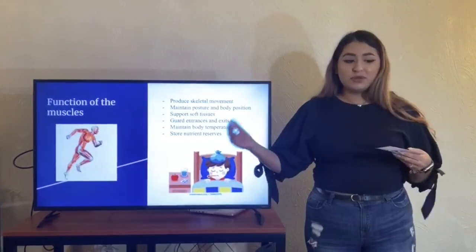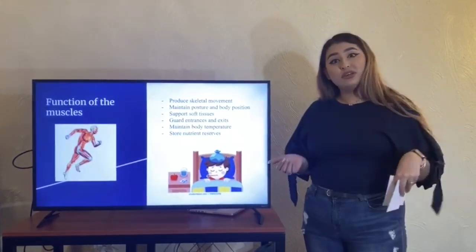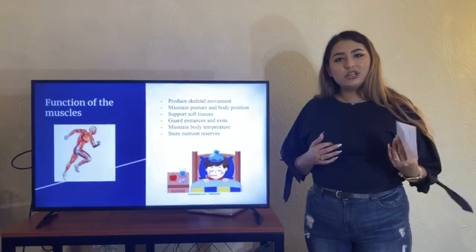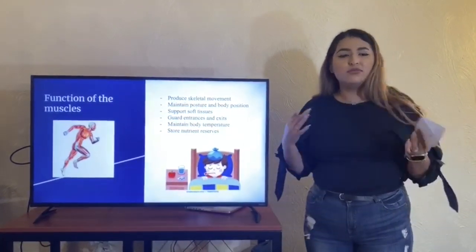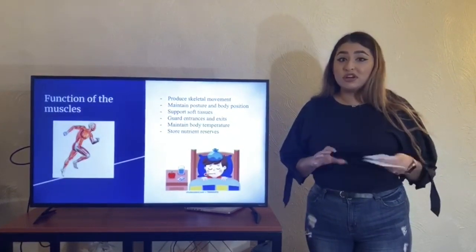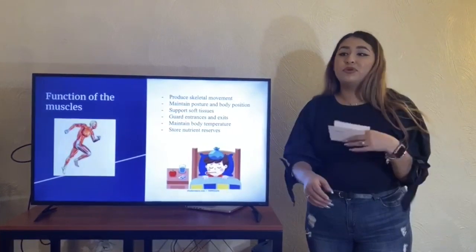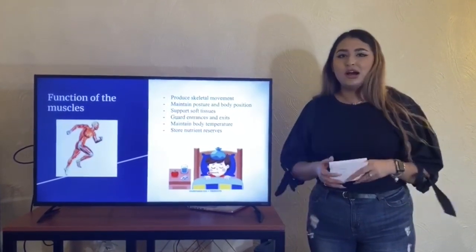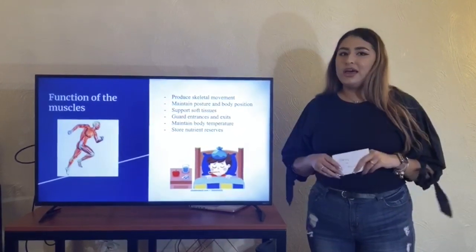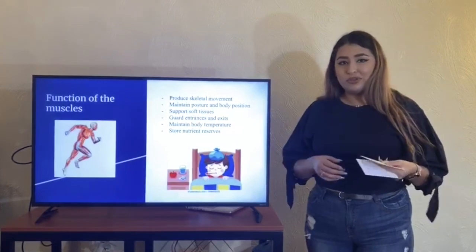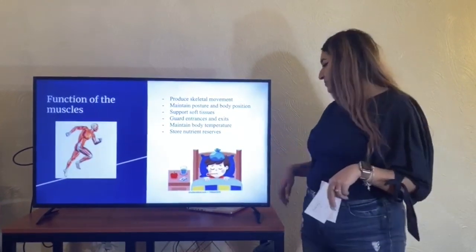Next we have function of the muscle, which is very important to us because it does help with our movement. It also helps with our posture, and then it also helps regulate our body temperature. And like for example, if we do have a fever, it does help fight it. I don't know if you guys experience, when you have a fever, you get really cold. That's kind of a sign of our body temperature resetting, and the function of the muscle does help with that. And then lastly, it does restore our nutrient.